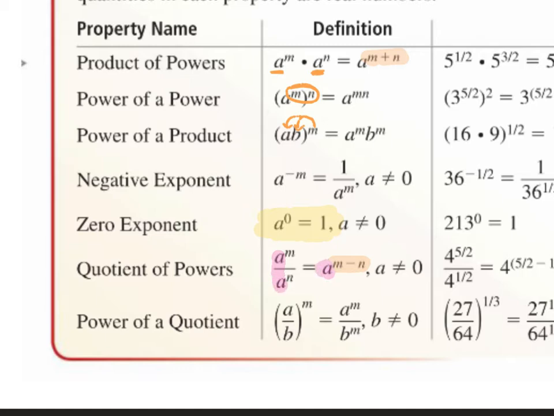And then lastly, we have the power of a quotient. Same thing as the power of a product. We distribute the exponent to both things on the inside. So it would be a to the power of m divided by b to the power of m.